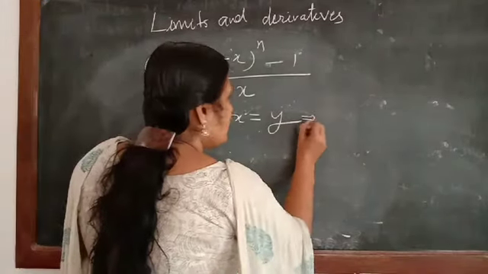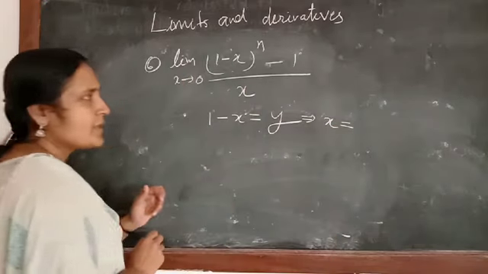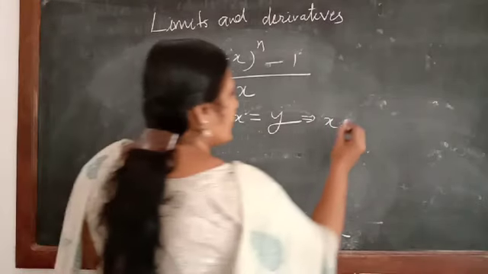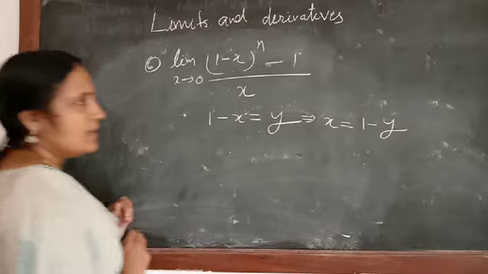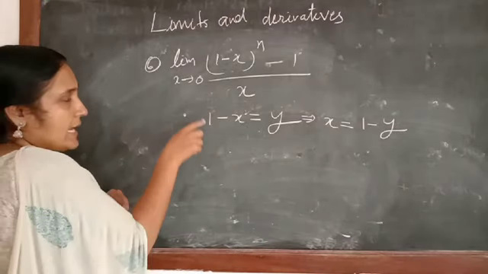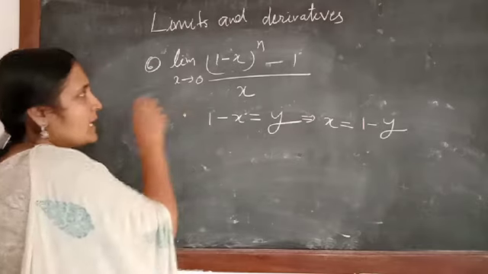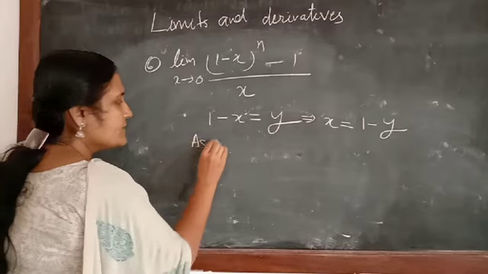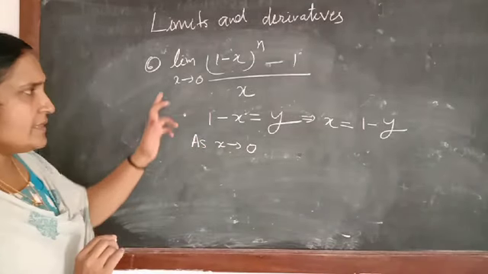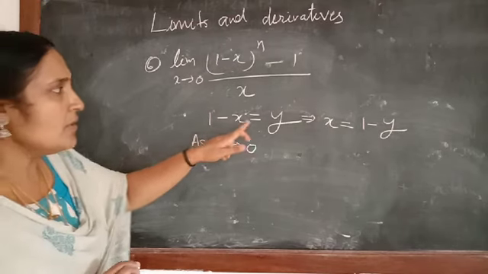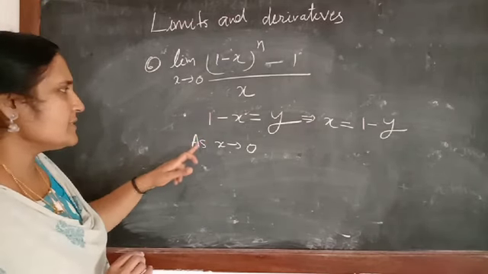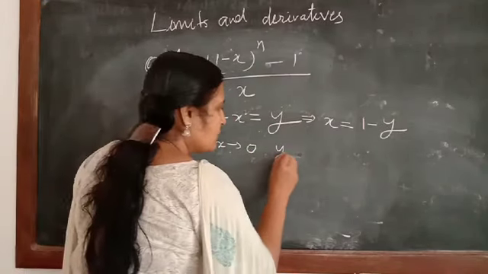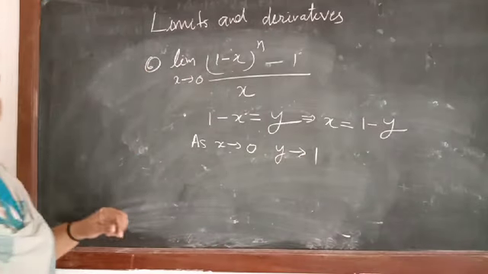So from here, can you tell me what will be the value of x? Yes, x can be written as 1 minus y, correct? So now we will substitute here. As we are writing x in terms of y, the limit will also change. Now we can check how the limit will change. As x tends to 0, when x is equal to 0, what will be the value of y? y will be equal to 1. So write down there, y tends to 1.